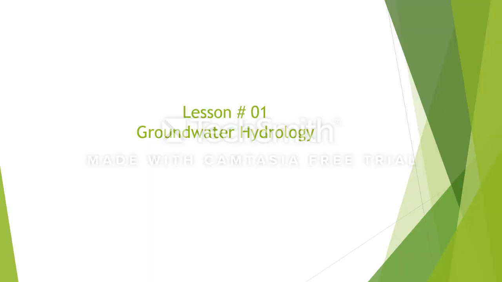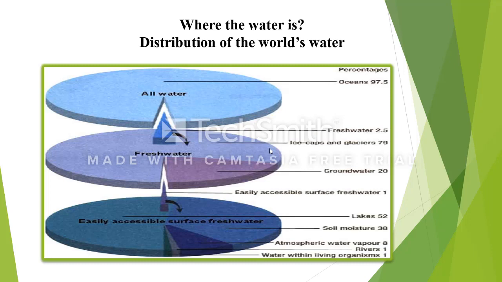Today's lesson number 1, Groundwater Hydrology. So in groundwater hydrology, first of all we discuss the water distribution, where the water is, the distribution of the world's water. First of all, here we mention the diagram of the percentage of water availability in the world.